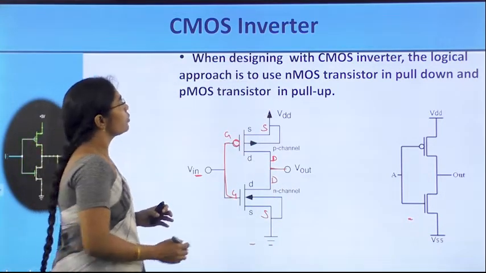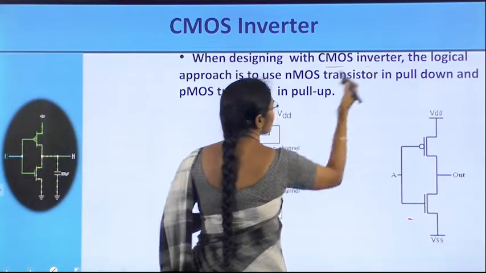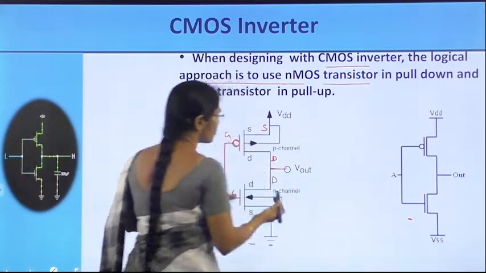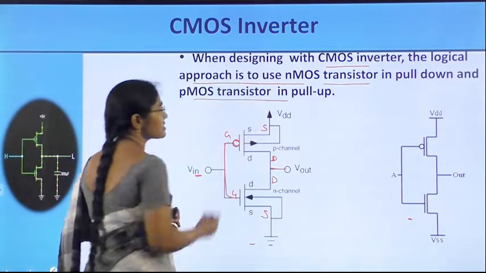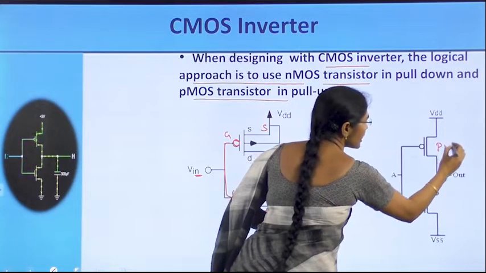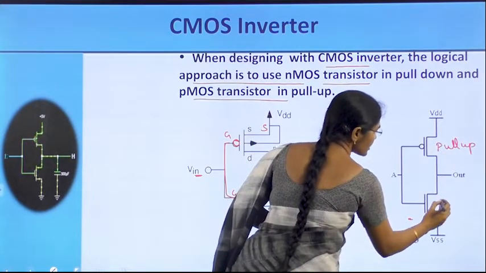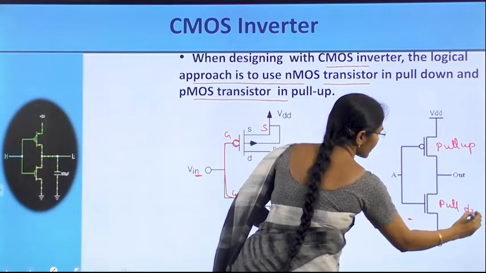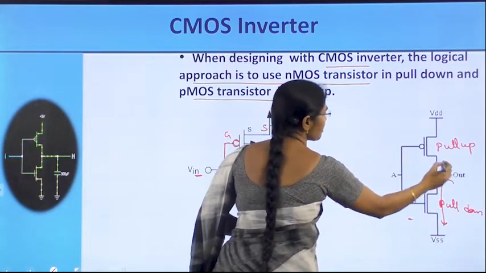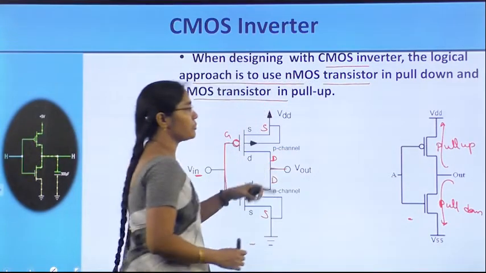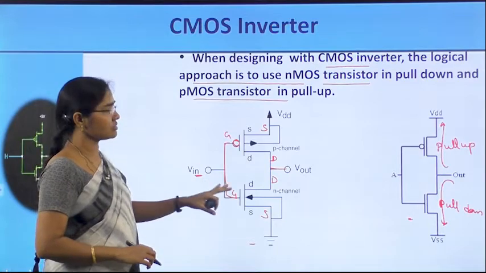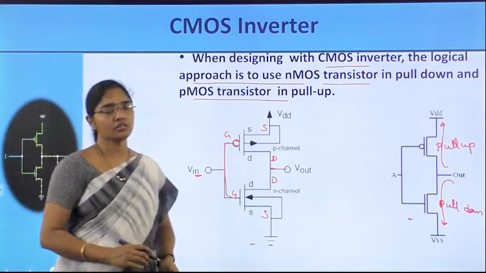Here, when designing with the CMOS inverter, the logical approach is to use the NMOS transistor in the pull down path and the PMOS transistor in the pull up path. So this PMOS transistor is called the pull up and the NMOS transistor is called the pull down transistor, because the output is pulled down using this NMOS, and the output is pulled up using the PMOS transistor. This is the construction of the CMOS inverter circuit.